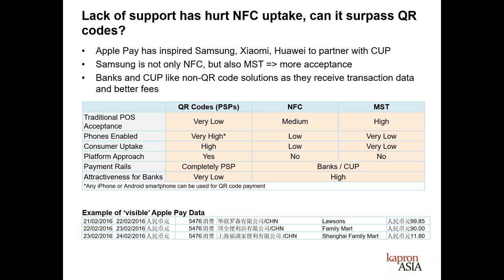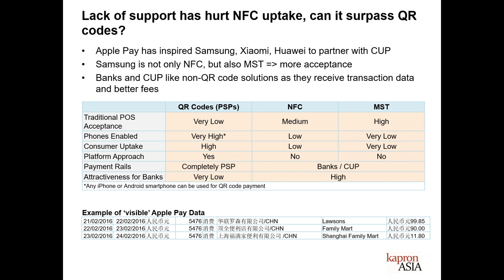Here, I would like to mention what the competition in China looks like now. There are privately owned, usually technology giant backed PSPs, and their payments are based on QR codes. And then there are China UnionPay, banks and device manufacturers, and their solutions are based on NFC. So this really creates this NFC versus QR code dynamic.